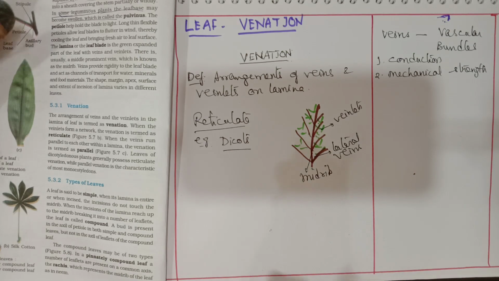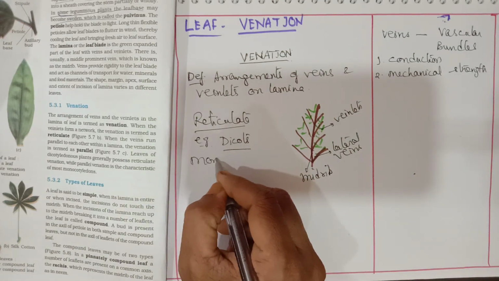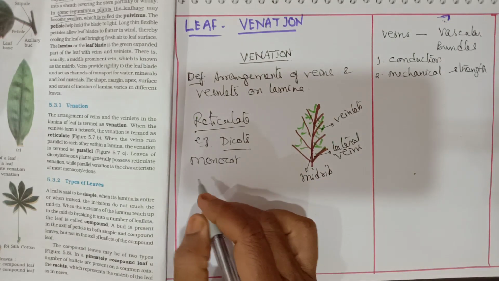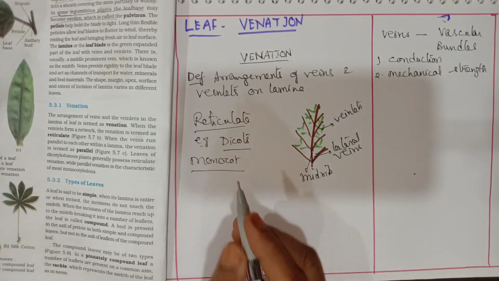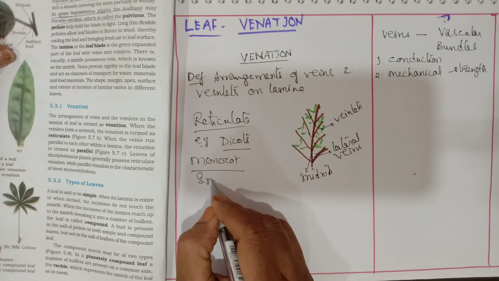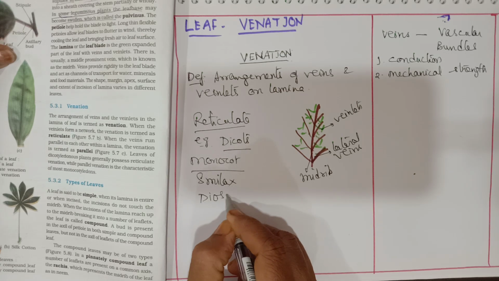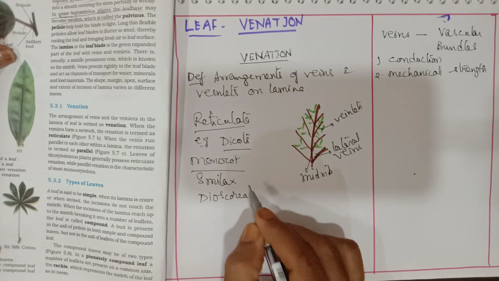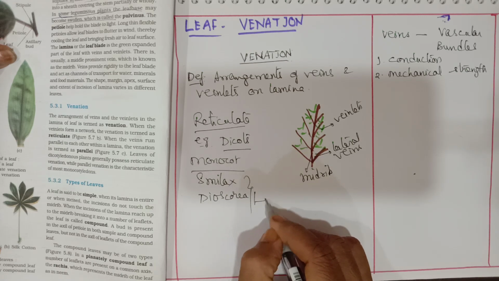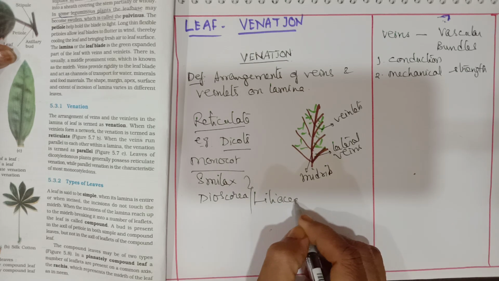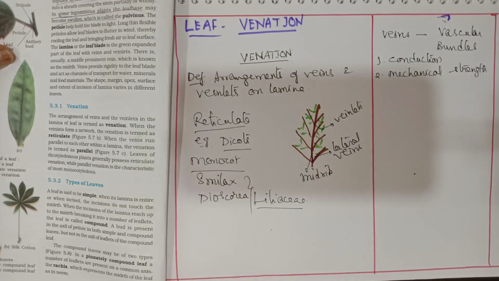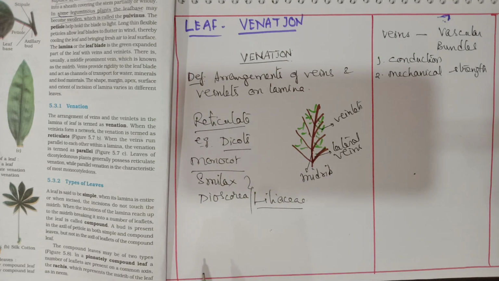Very rarely. The monocots having reticulate venation are the exception: Smilax and Dioscorea. I am mentioning these because both belong to family Liliaceae, which you have within your syllabus. So Smilax and Dioscorea are the exceptions. They are the monocots showing reticulate venation.